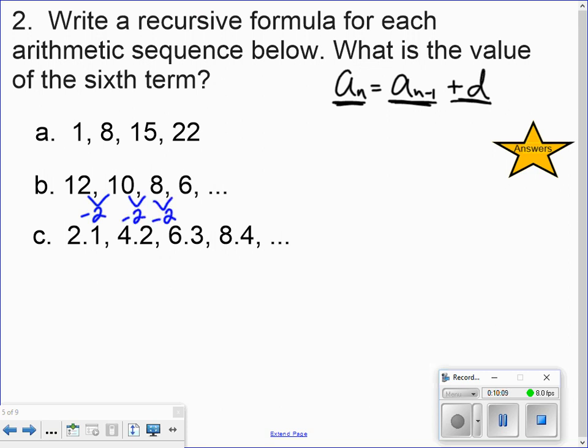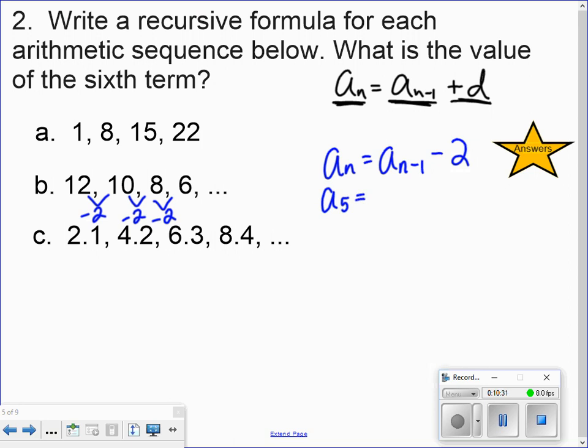So when we're writing our recursive rule for this one, it's a sub n equals a sub n minus 1 minus 2. There's our common difference. Again, we're looking for the sixth term, but remember, before we can find the sixth term, we must know the fifth term. So now we need to look for the fifth term, so a sub 5 equals.